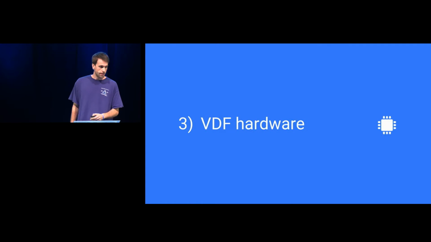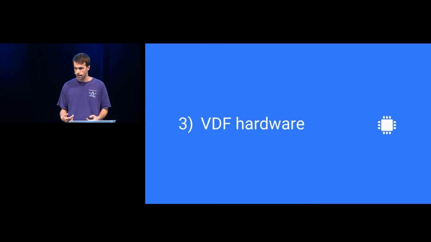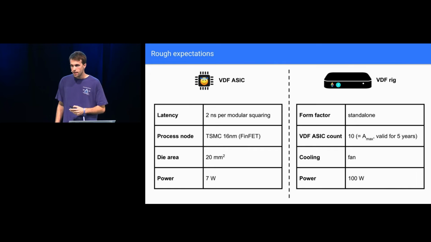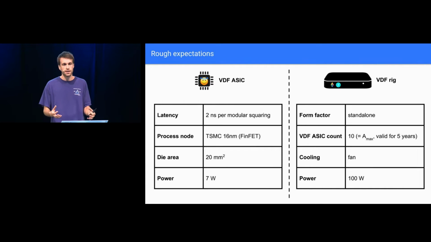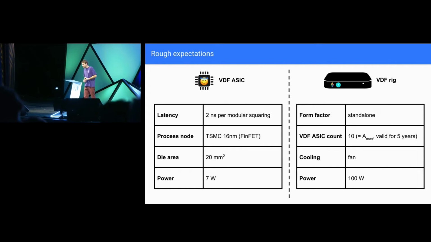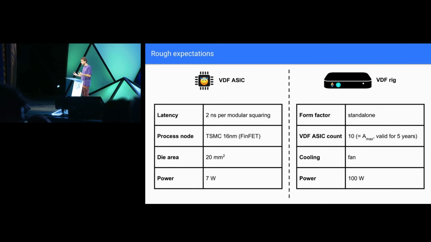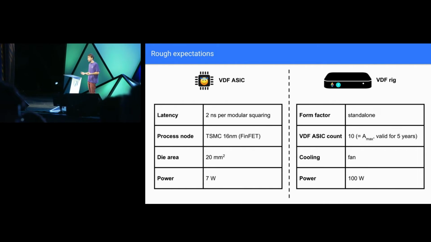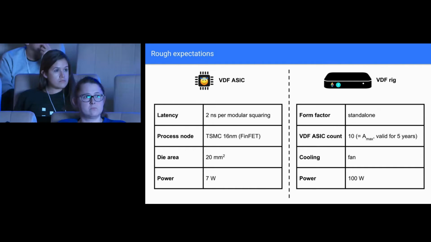Okay, so now the last piece of the puzzle, the VDF hardware. Right now we're working with universities around the world that specialize in hardware implementation of modular multiplication. And they have various candidate circuits, and some of them are extremely fast. Based on the circuits that they've presented, this is what we believe we can achieve. We can achieve a latency of 2 nanoseconds per 2,000-bit modular squaring. This is extremely, extremely fast, much faster than what a CPU or an FPGA could do.